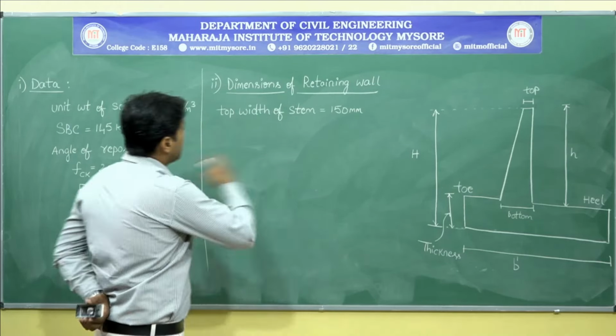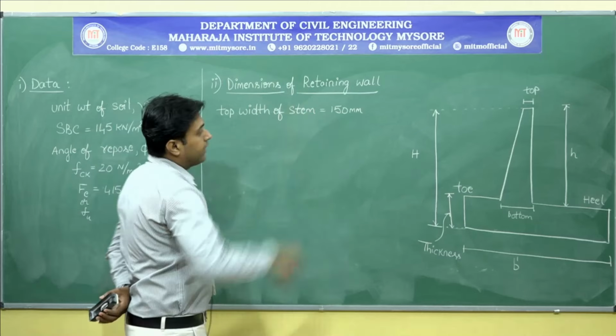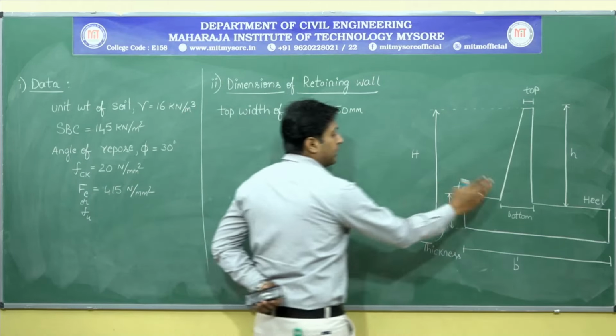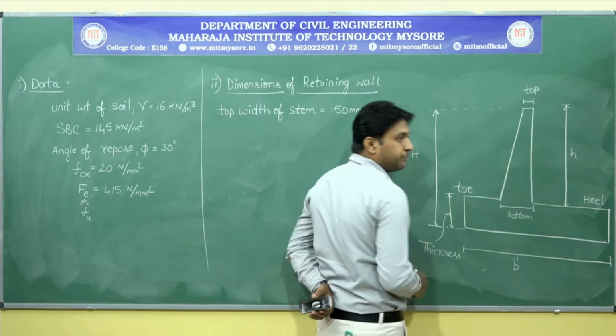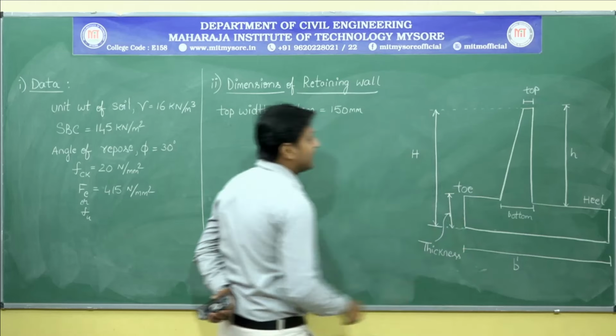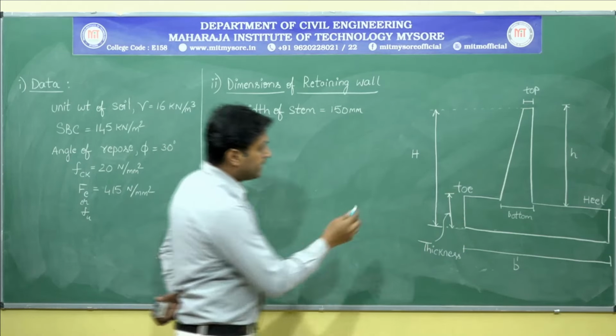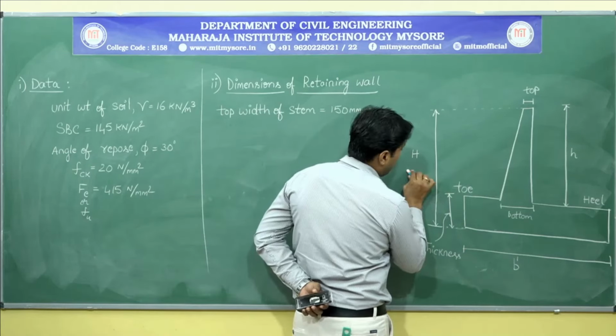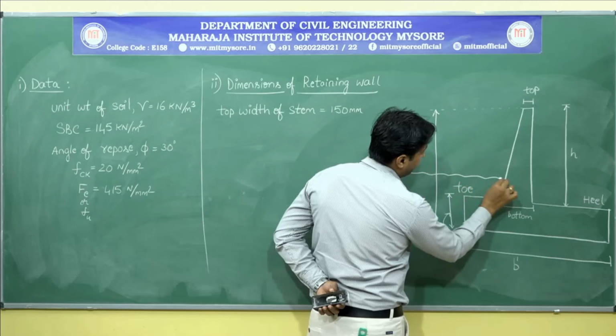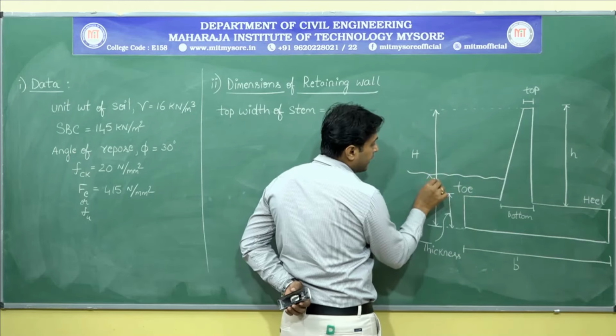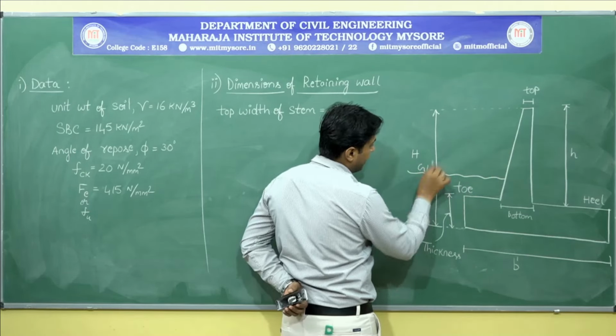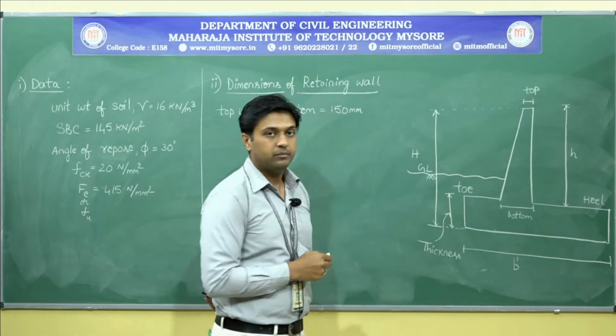Okay, so now, top width of the stem, I got it. So bottom width, I will be keeping it pending. Okay, so let me calculate the other things. I think you people already know that this will be the ground level.